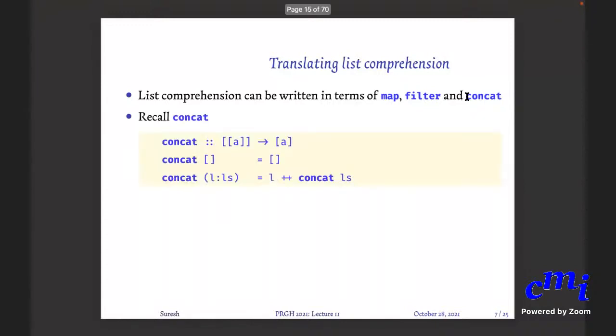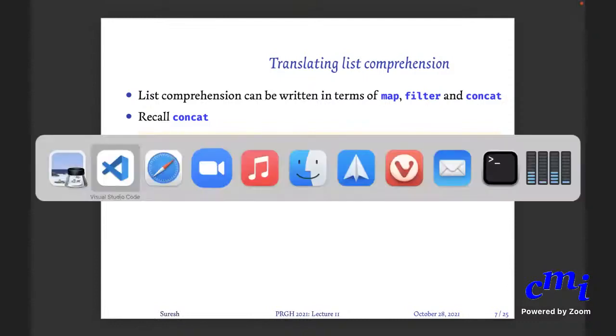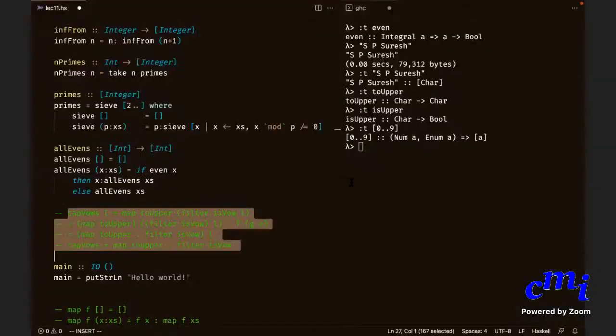Recall that concat is a function from list of list of A to list of A. Concat of the empty list is the empty list, but concat of L colon Ls is L plus plus concat of Ls. So you are given a list of lists. You want to put everything together in order. That is what concat is. So you can go here and check what concat does.